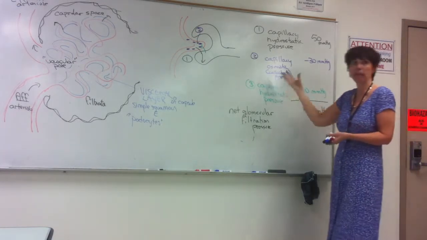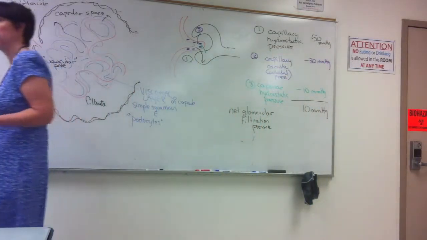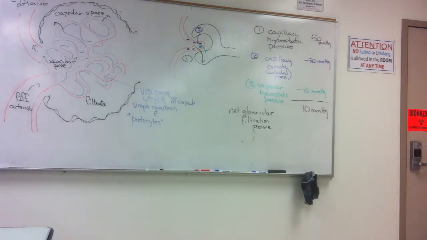What happens if some people have a genetic problem, they have a mutation, they don't make the right proteins for the slit diaphragm, or they don't have the right proteins in the basement membrane, and therefore they allow albumin to move out of the capillary and into the filtration fluid? Is that going to increase or decrease glomerular filtration pressure?